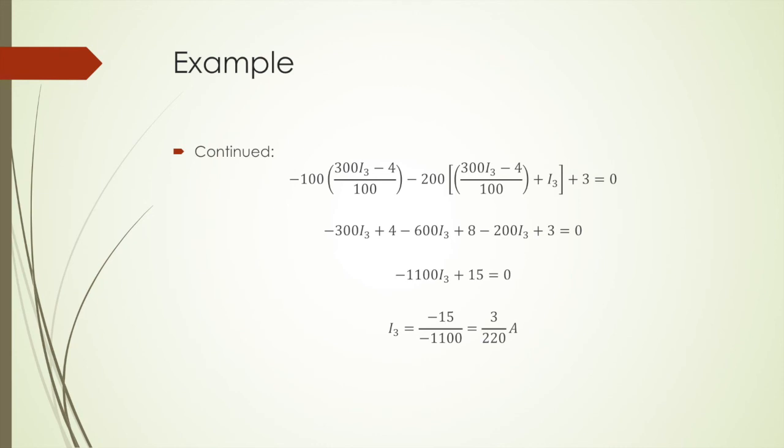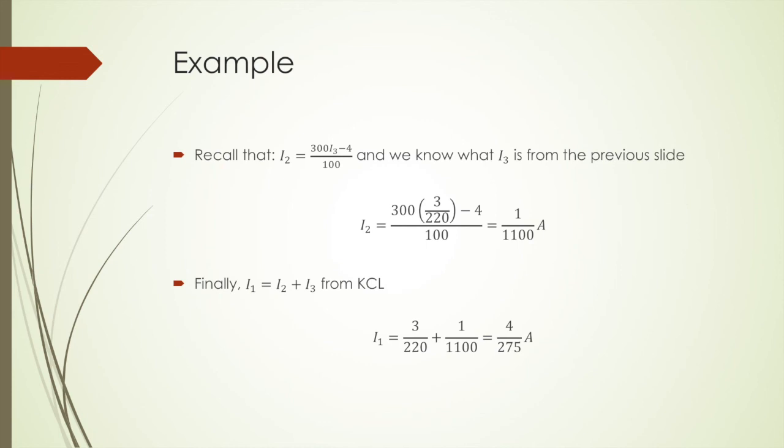So solving through, we get that I3 is equal to 3 over 220 amps. We know we have a relationship linking I2 and I3. We solve for I2 using that relationship. Then we solve the system, we get 1 over 1100 amps. And then finally, we know that I1 is equal to I2 plus I3. We found I2, we found I3. So now I1 is equal to the sum of those two quantities, which equals 4 over 275 amps.